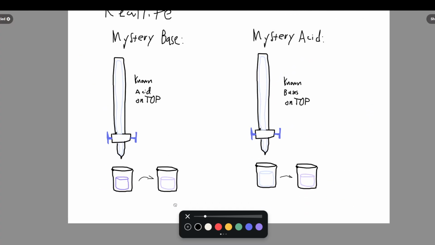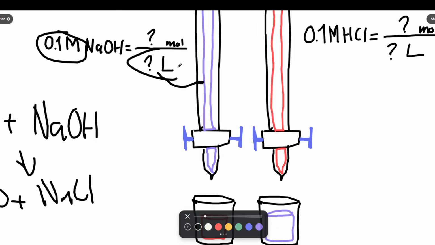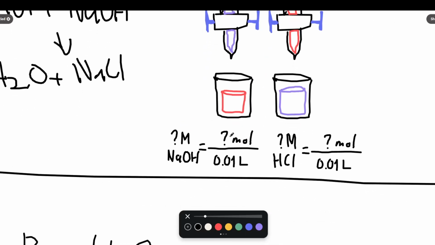So just try to aim for that color, then record what you used and put it in liters over here. Then use the molarity, which is already given to you, multiply it, and you should get the moles. Plug it down here, do simple math, and boom, there you go. That's the whole lab.